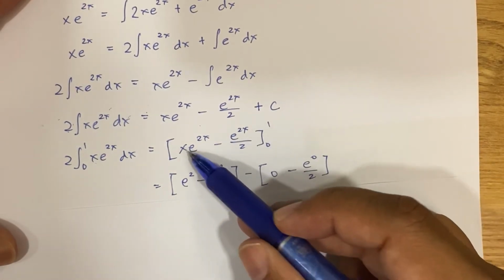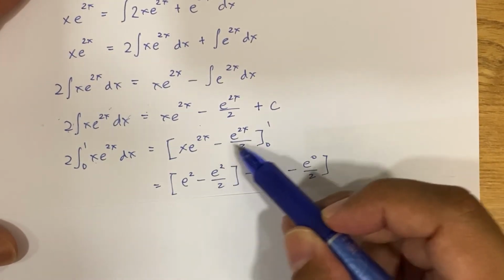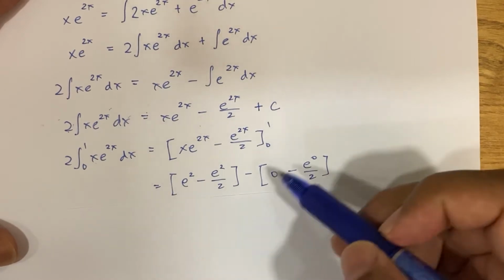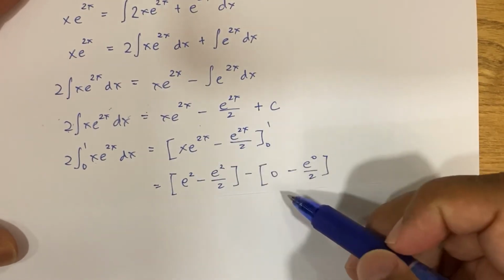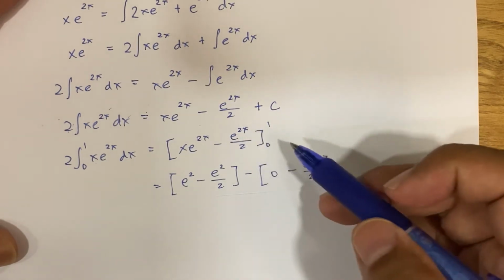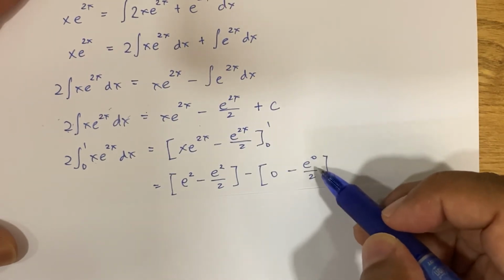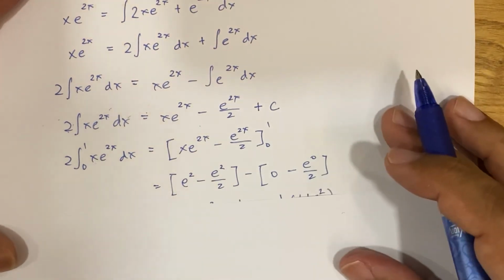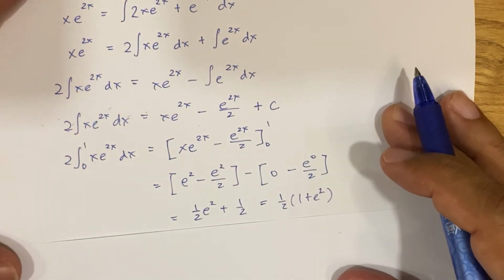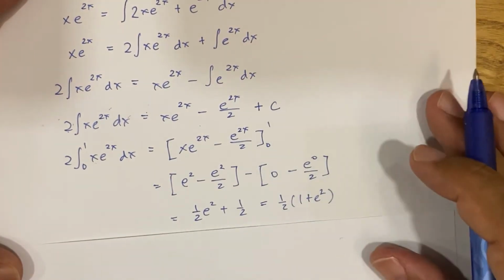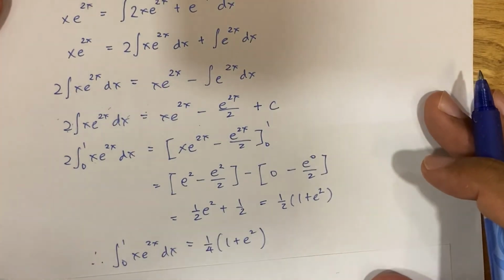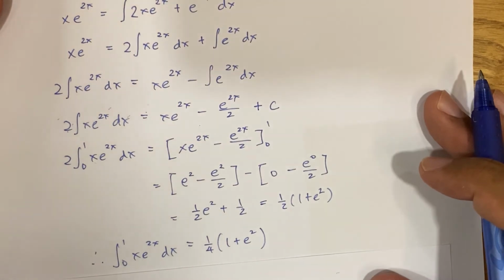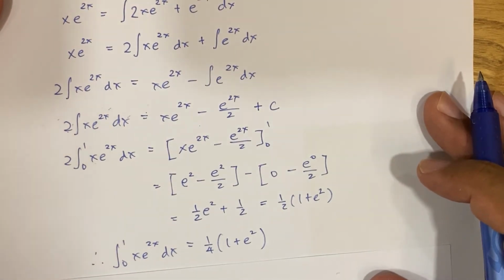And I will get 1 times e power 2 minus e power 2 divided by 2, and again this is 0, because 0 times anything will be 0, and e power 0 is 1, so we're going to have this. I'm going to simplify, and then I divide by 2 throughout. I will get the same answer.